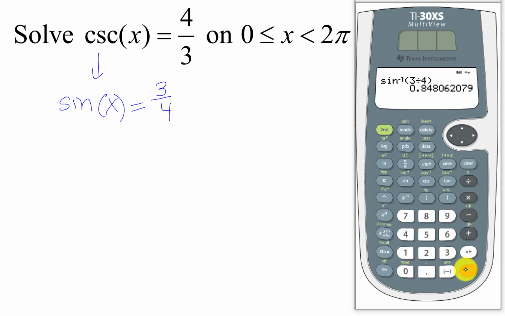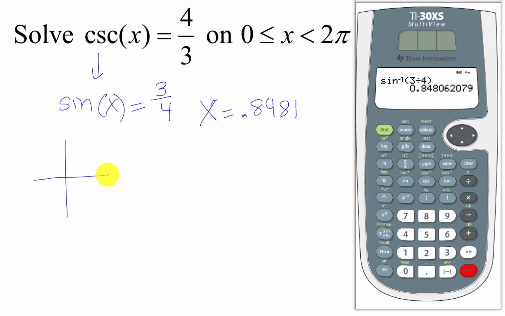And I get 0.8481 rounded to 4 decimal places. So x equals 0.8481. Now, there's going to be two answers between 0 and 2 pi that have the same sine value.